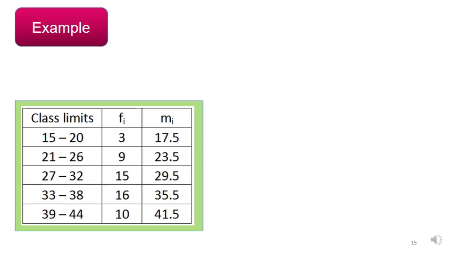So say we want the mean for this now. X bar for group data, we sum i equals 1 up to k, where k is the number of classes, midpoints times frequency, divided by sample size n. Here we have 5 classes, so k equals 5. If you were to sum up your frequencies, n, you would get 53.